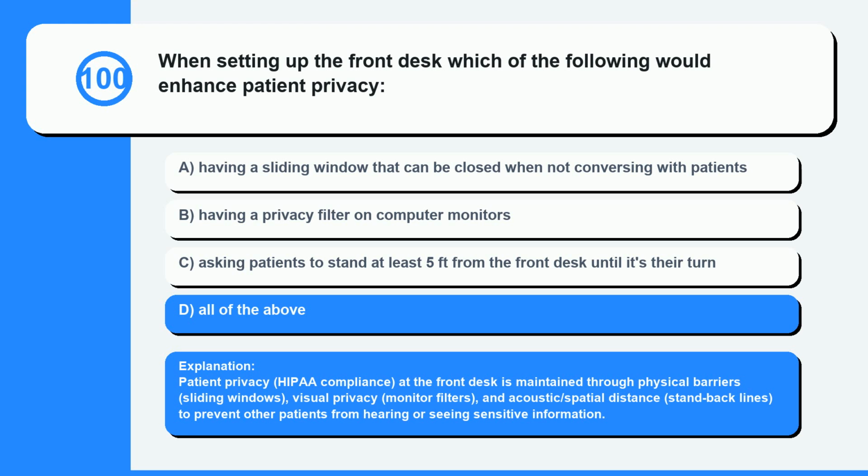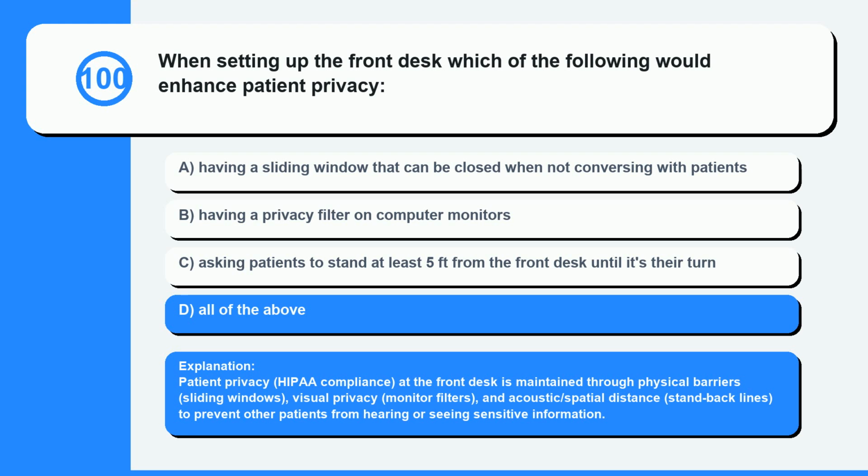The correct answer is C. At the beginning of the day. Holding meetings at the beginning of the day, often as a morning huddle, is considered best practice. It ensures everyone is on the same page before the day's tasks begin and doesn't interrupt the workflow later when patients are present.